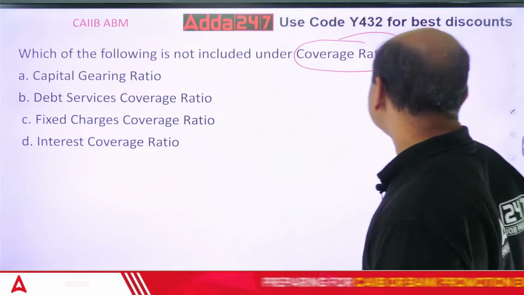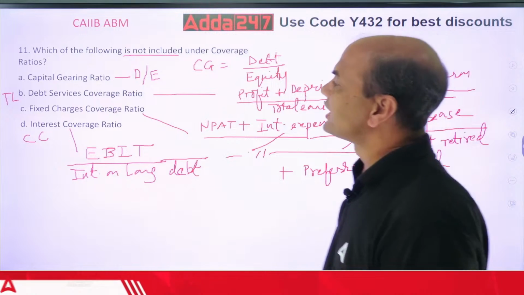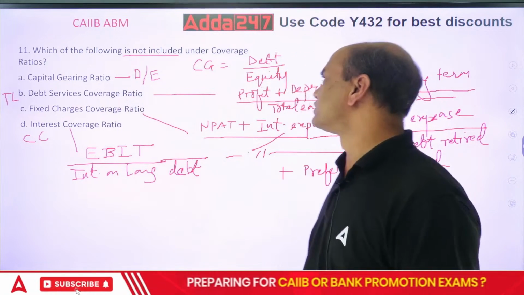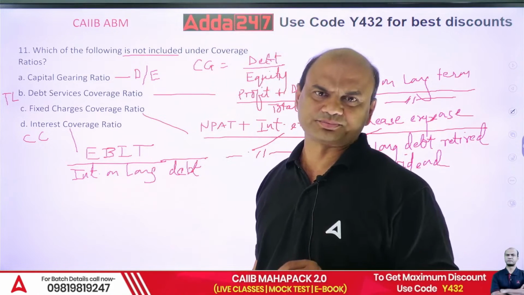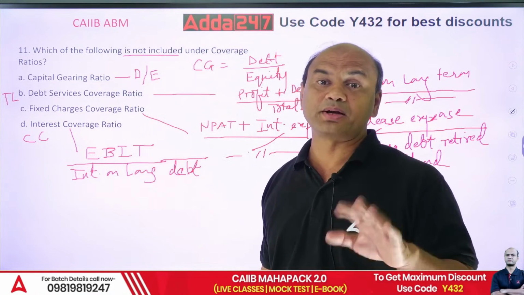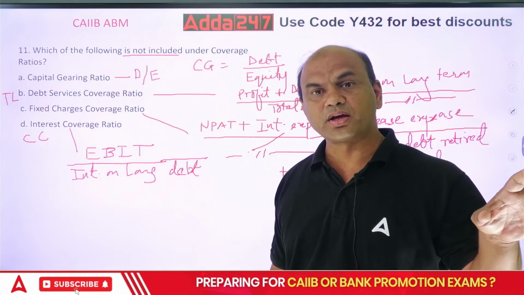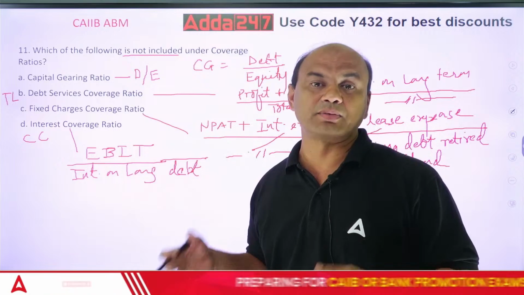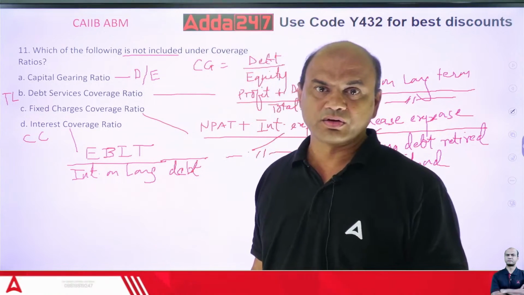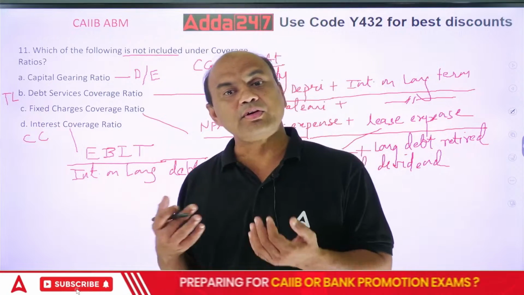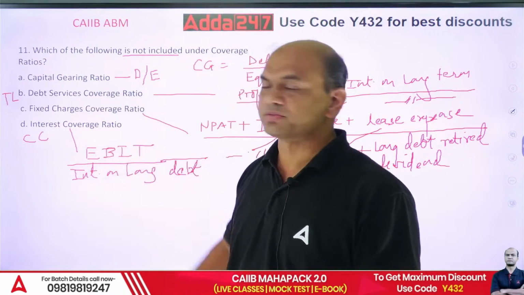So which one is not there? Let's see one by one. Capital gearing ratio. So capital gearing ratio means what? This you can call it as debt equity ratio. What is my loans from outside upon what is my own money. How much loan have I taken from the bank and how much money I am having on my own. So that ratio is known as capital gearing ratio.